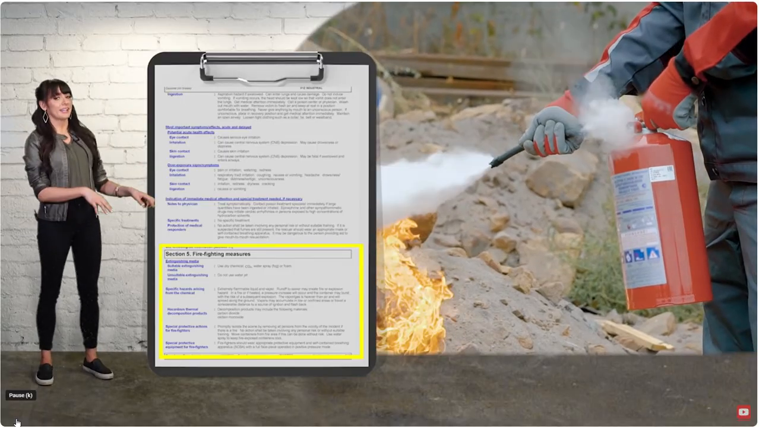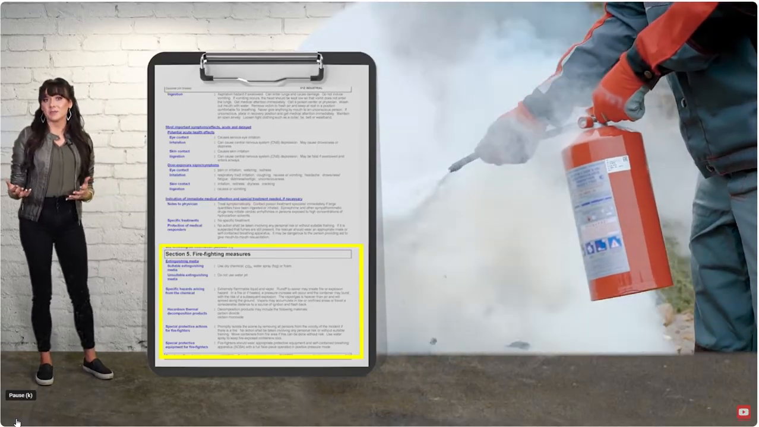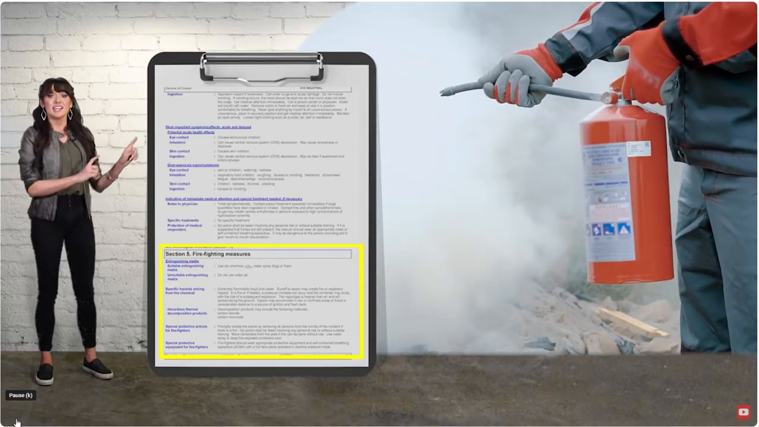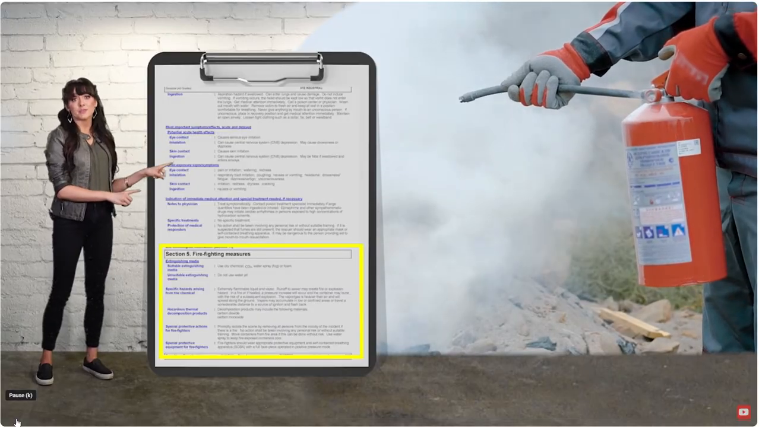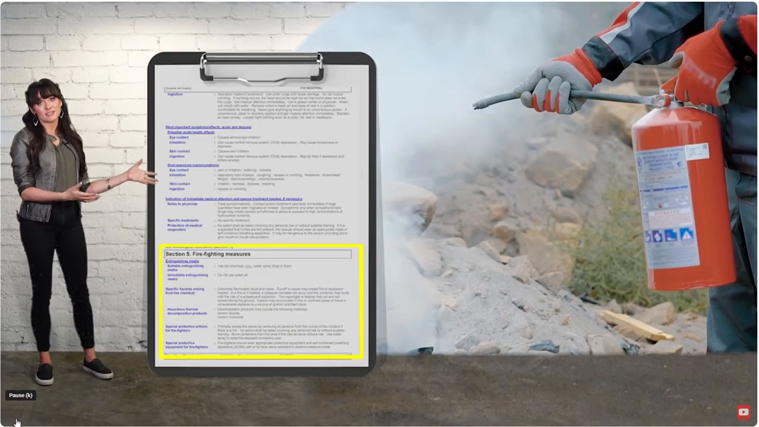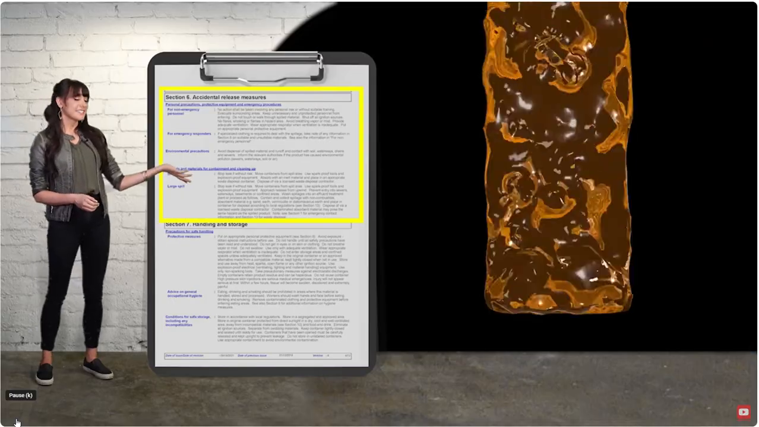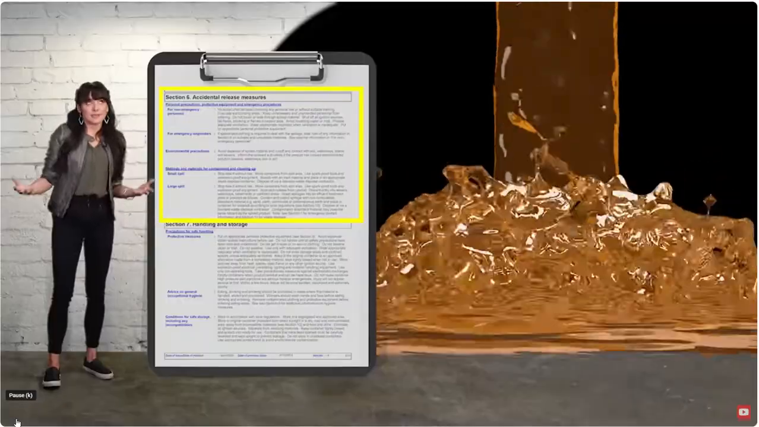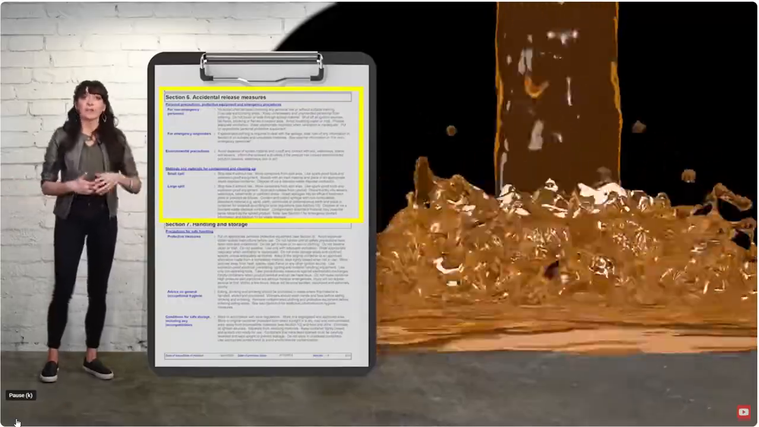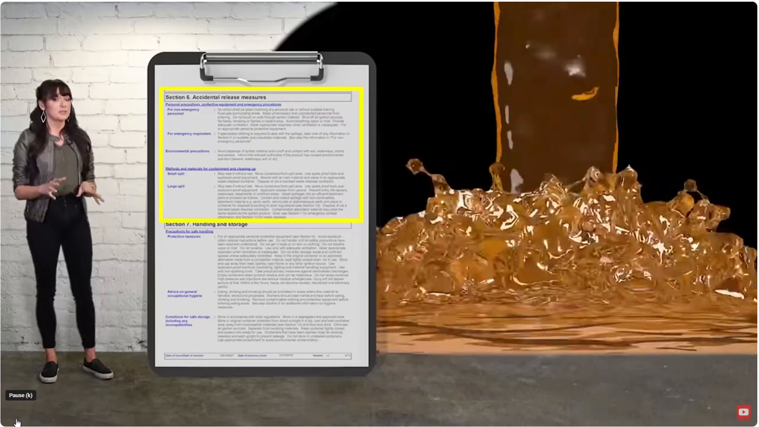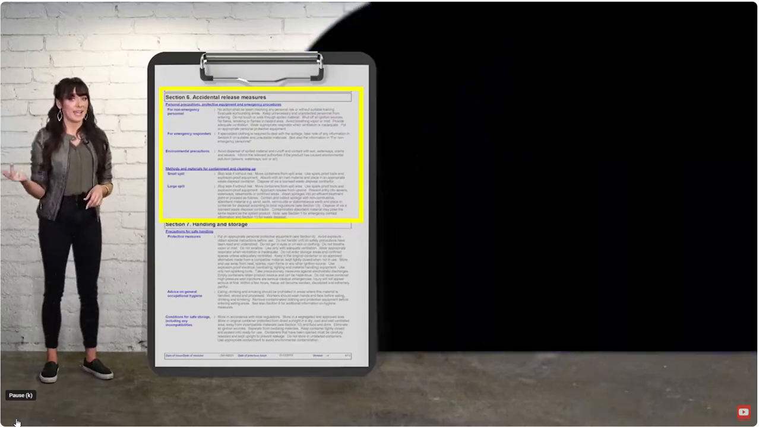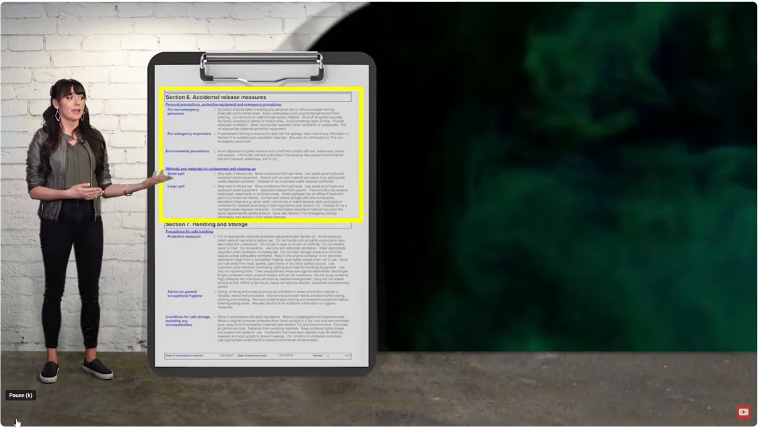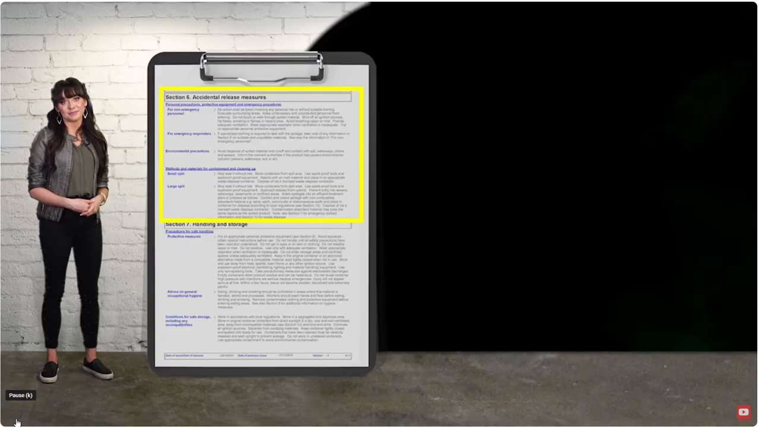Section 5, Firefighting. Remember, not all fires can be extinguished with water or a typical ABC fire extinguisher. This section lists the right type of extinguishing equipment to use in the event of a fire. Section 6, Accidental Release Measures. Accidental release is just a fancy way of saying spills, but when it comes to hazardous substances, those spills can be solids, liquids, or gases. This section will tell you how to contain the spill and the right way to manage cleanup.